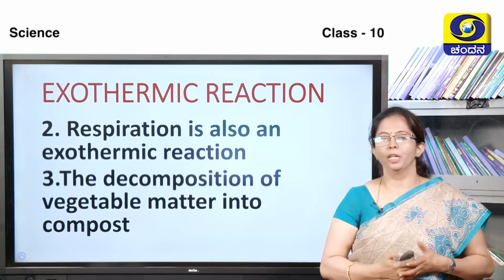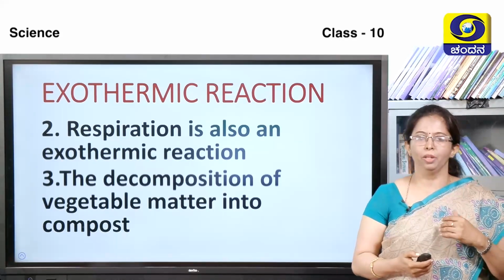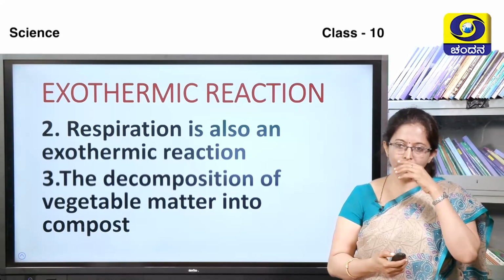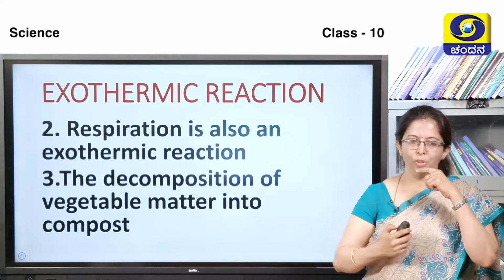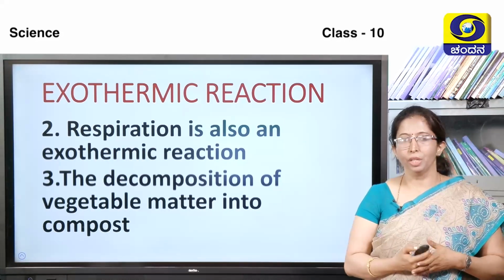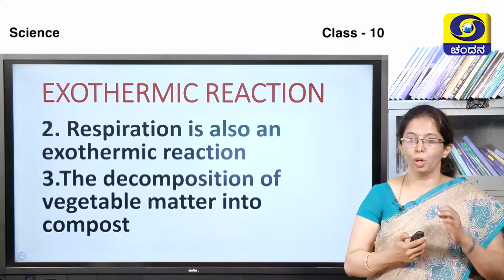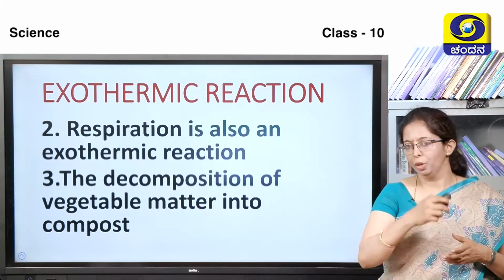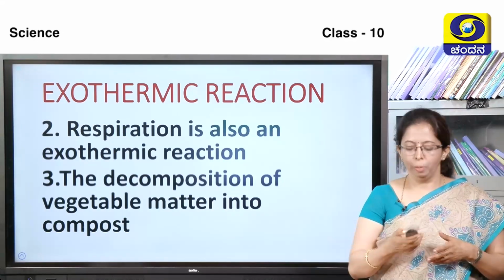Respiration is also an exothermic reaction. So, what we inhale is oxygen, and what we exhale is carbon dioxide. When you keep your fingers near your nostrils, you can feel the warmth of the carbon dioxide which is coming out, which is exhaling outside. It is an exothermic reaction, and again the decomposition of vegetable matter into compost is also an exothermic reaction wherein heat will be generated or liberated.